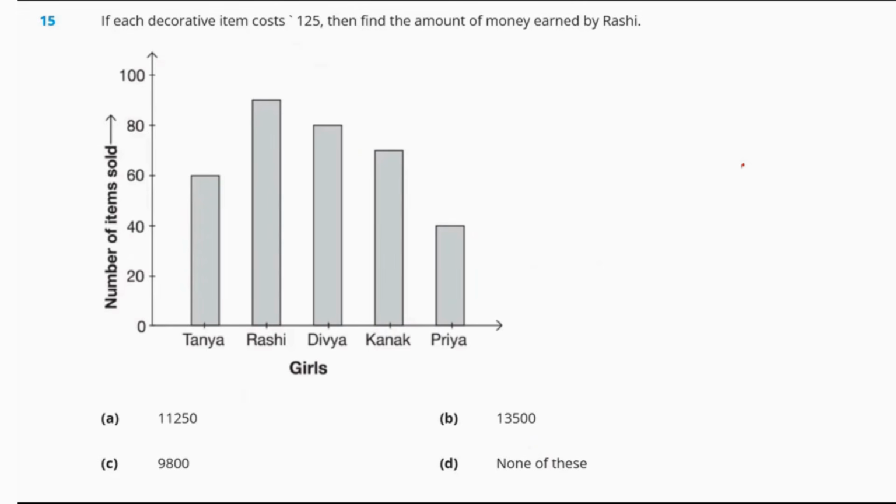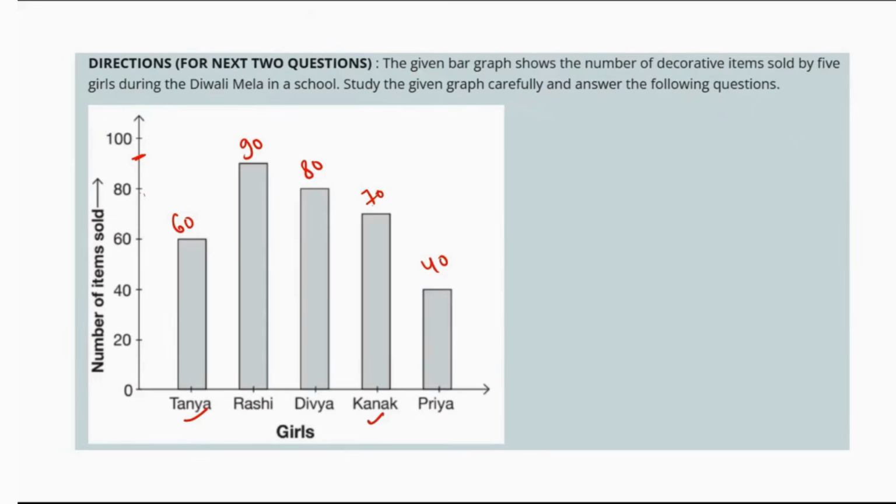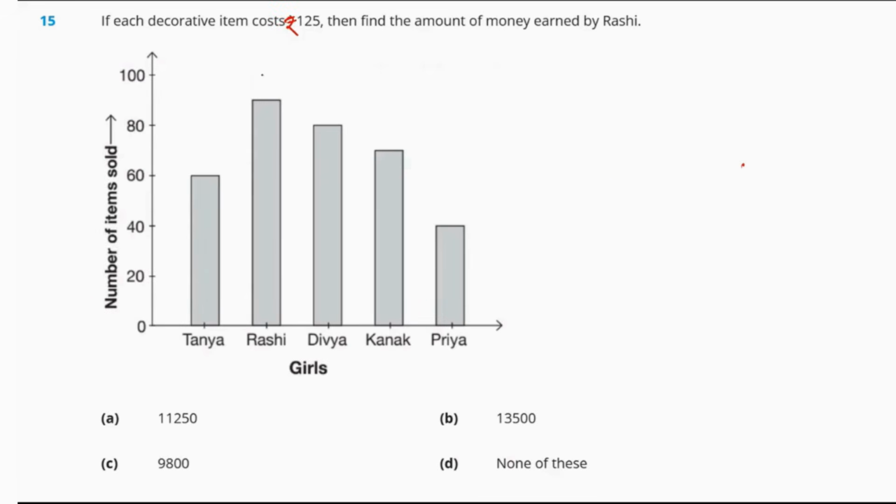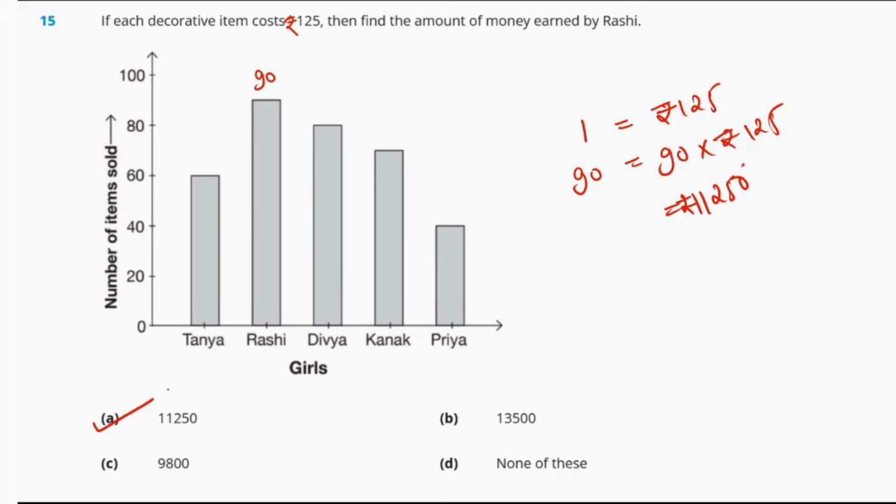Now, the next question is, if each decorative item costs rupees 125, then find the amount of money earned by Rashi. So what was the number for Rashi? For Rashi, it was 90, as we can clearly see. One item costs rupees 125. So when we have to find the cost for 90 items, we will multiply 90 with 125 rupees. So the value for this will be 11,250 rupees. So the right answer to this question will be option A.